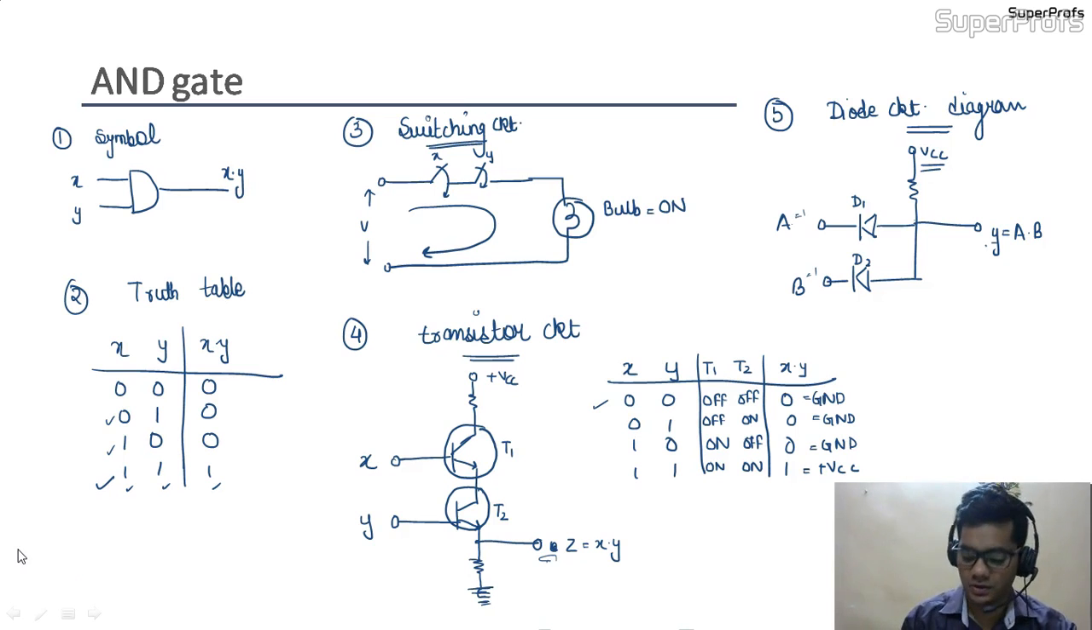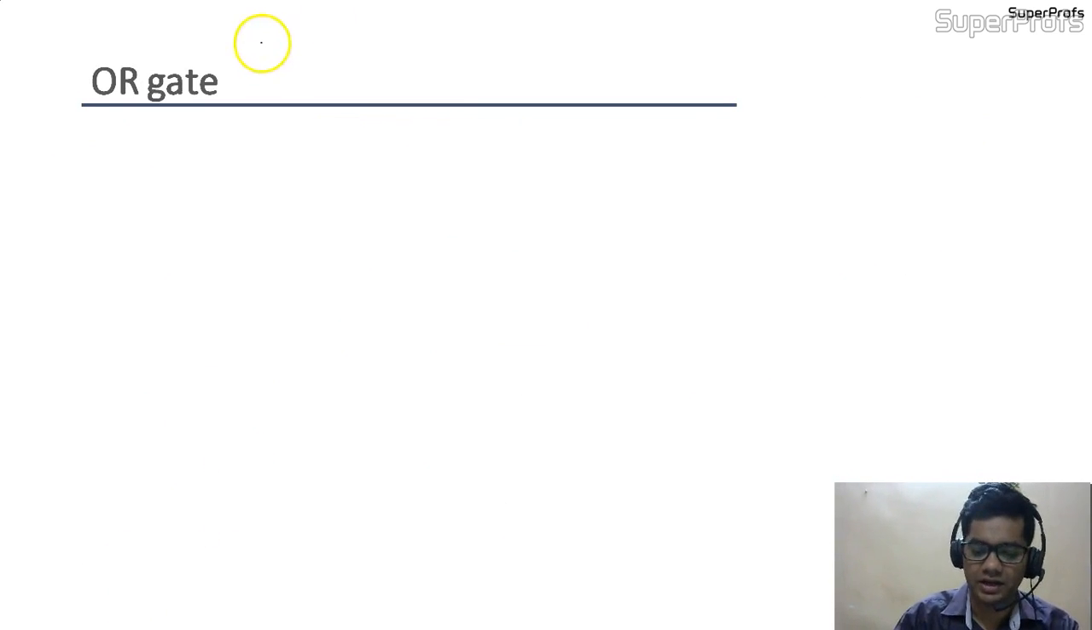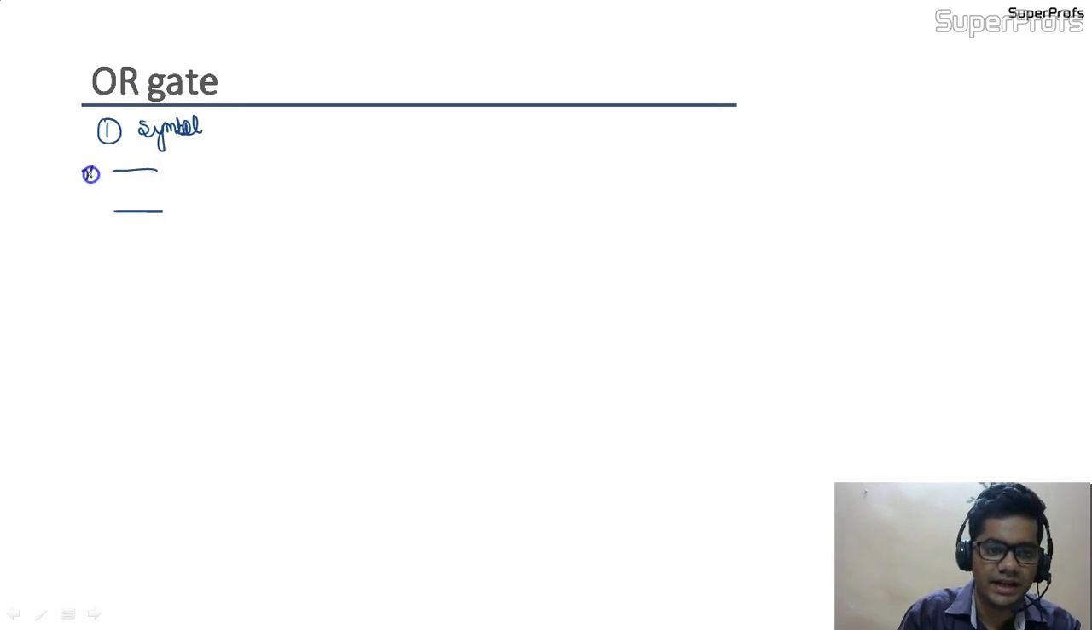Okay, now we are going to see our next gate, which is the OR gate. So for the OR gate also we are going to see first the symbol. So what is the symbol of the OR gate? We all know, students, if the inputs are X and Y, this is the symbol for the OR gate, and the output would be X plus Y.